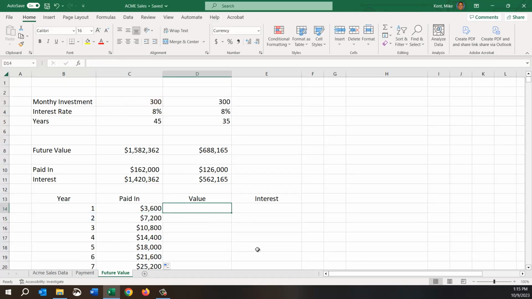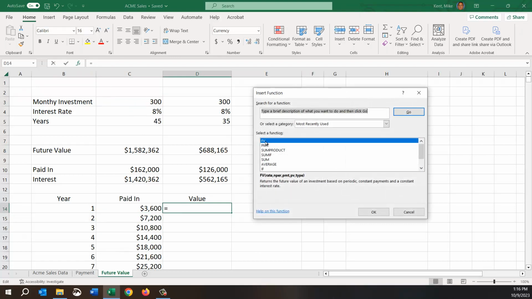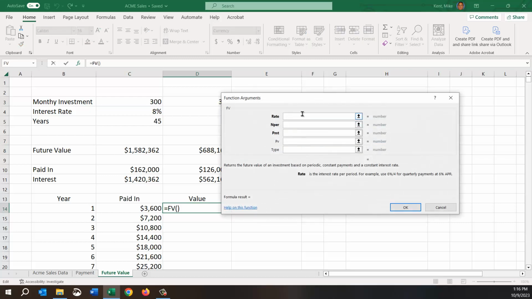Now the value. All right, so what's the future value going to be? So once again, I'm going to go to the FX here. It remembers I used FV just a little while ago. First thing I got to do is tell it the interest rate.